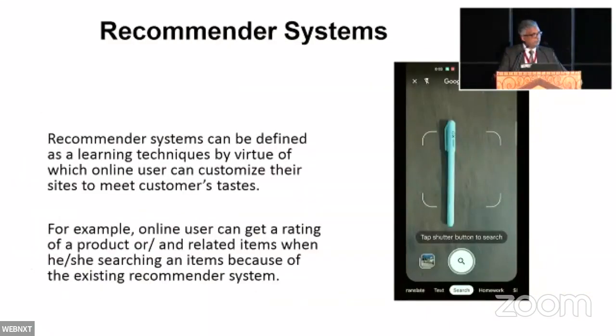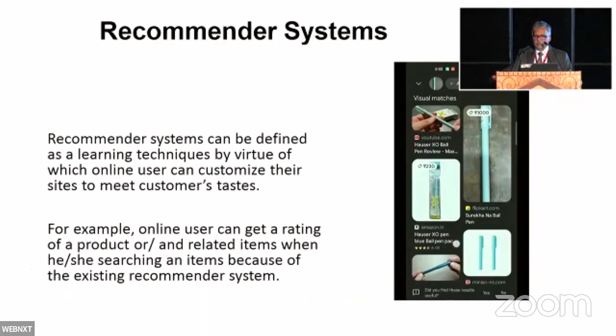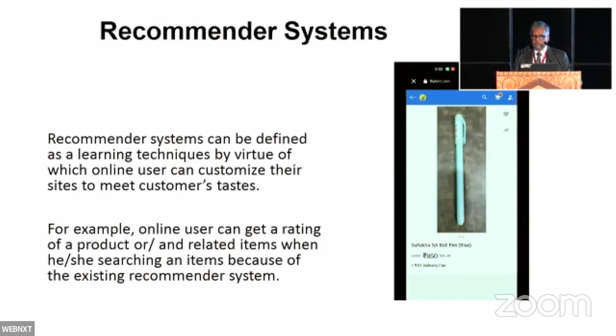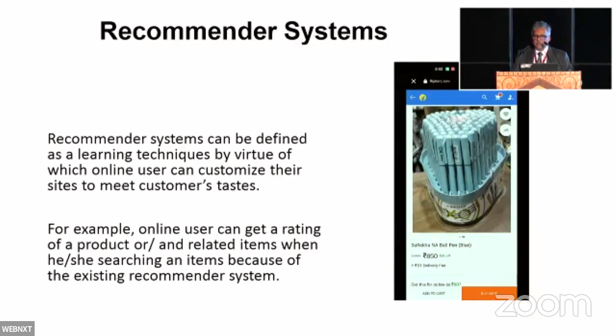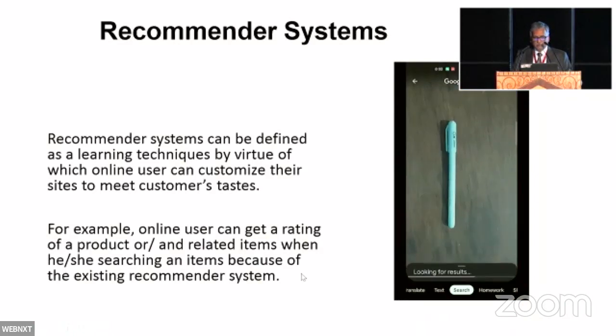Now, the fourth type is called recommender systems. Recommender systems can be defined as a learning technique by virtue of which online users can customize their sites to meet customers' tastes. For example, you have Google reviews. You see that and then decide what you want. You can take your own phone, and this is a pen kept on a table. I take a photo and put it on Google Lens, and the Google Lens will analyze and tell me where all these products are available. And similar products, what is its name, who is selling it.